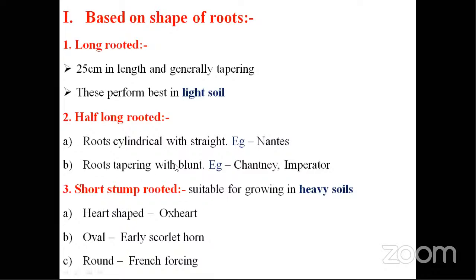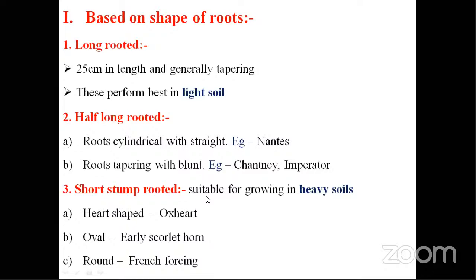So you can remember, they can ask the cylindrical. Nantes is very, very typical in its shape. Like in the market, we all see Nantes only, the typical small carrots that we see. So this Nantes, they will ask, the cylindrical roots. So this is important, the cylindrical roots, Nantes. The tapering and blunt tip, they won't ask.